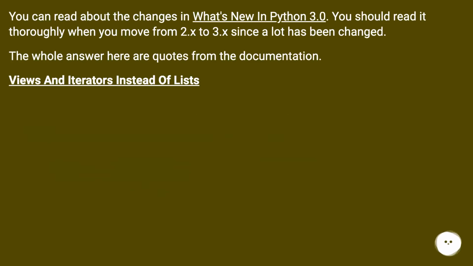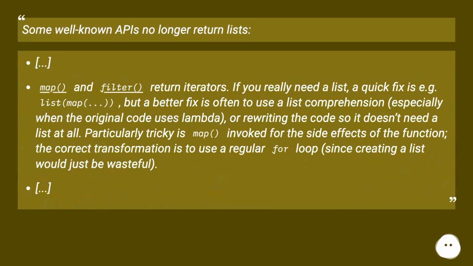You can read about the changes in What's New in Python 3.0. You should read it thoroughly when you move from 2.x to 3.x since a lot has been changed. The whole answer here is quotes from the documentation. Views and iterators instead of lists. Some well-known APIs no longer return lists. map and filter return iterators.